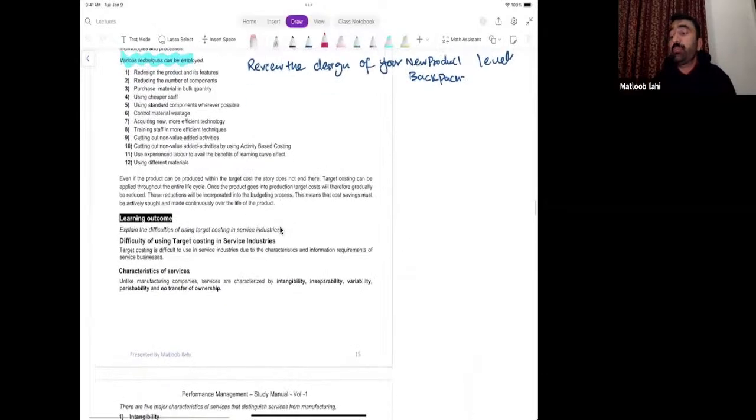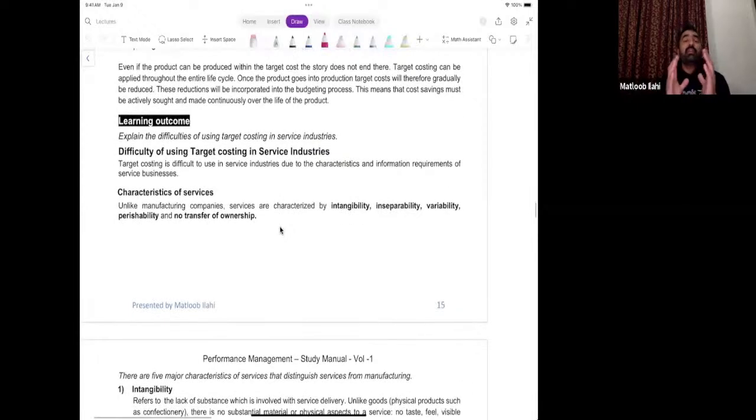Now, the next topic that we need to start is, can we use target costing in service industries?